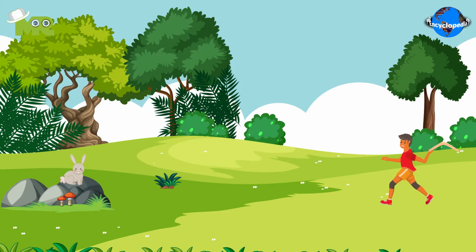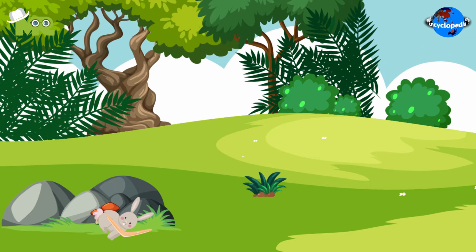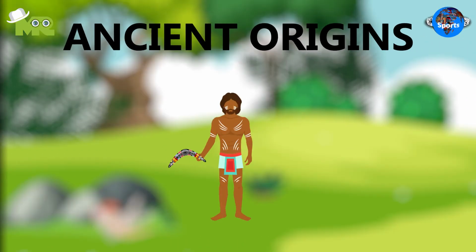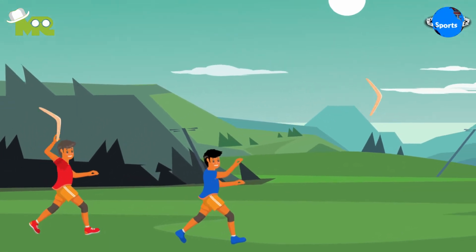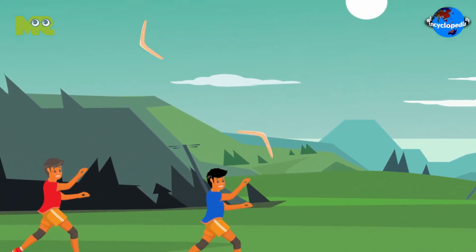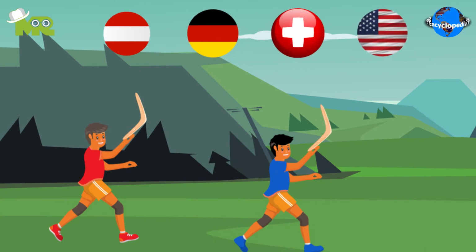Boomerang throwing, initially used as a tactic for hunting by Australian Aborigines and various other cultures, is a sport of ancient origin. In the later years, boomerang throwing was developed into a competitive sport and got popular in Austria, Germany, Switzerland, and the United States.